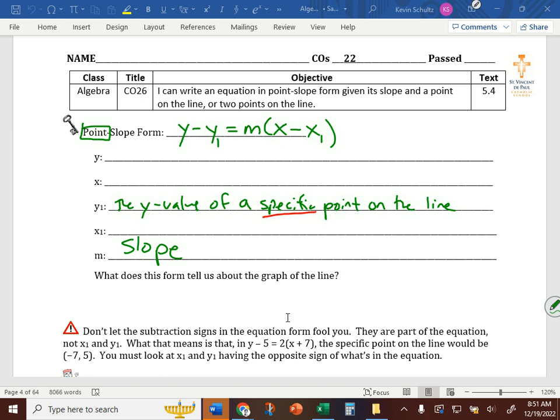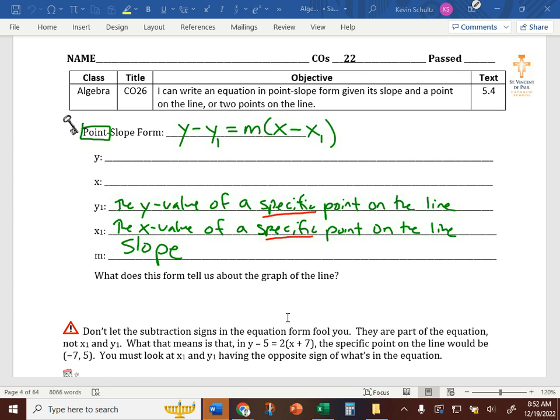And x1, as you can probably guess, is the x value of a specific point on the line. And again, the key word here being specific. This is not going to be the y-intercept. It's going to be some other point out in space, but it is a specific point that's on the line.